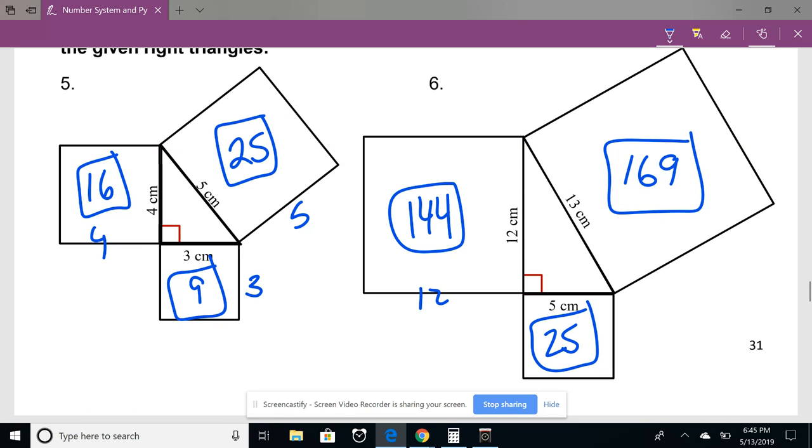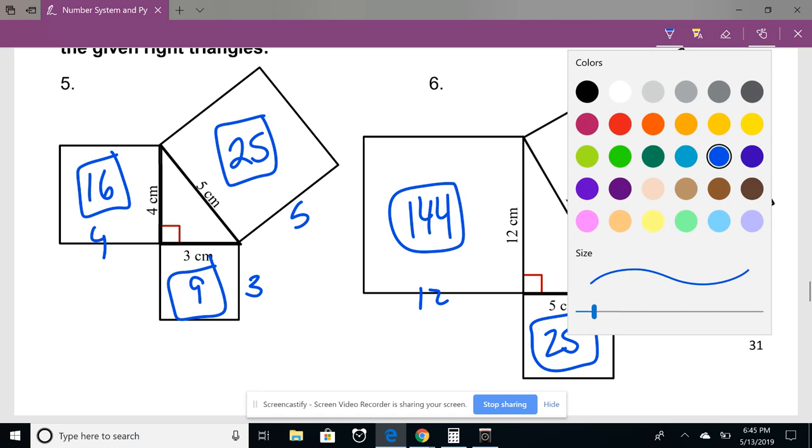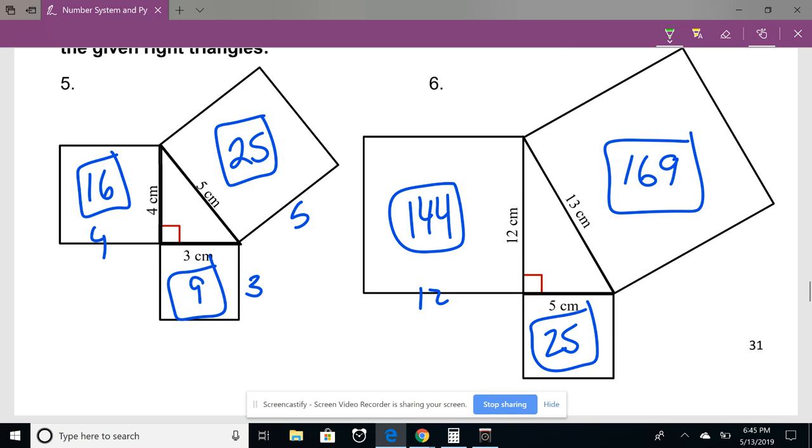Now, you should be able to recognize the relationship that the legs have with the hypotenuse. Take a look at the legs. 16 plus 9 is 25. 144 plus 25 is 169. That relationship is what's called the Pythagorean Theorem.